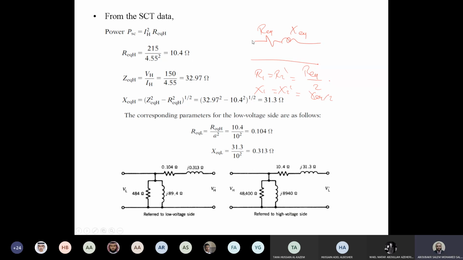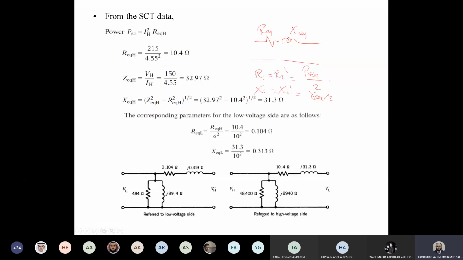We have voltage and current, so we can calculate the impedance. Impedance equals voltage divided by current, so 150 volt divided by 4.55 ampere. This is the value of Z. You have Z and R, so simply you can calculate the value of reactance. And this is now the value of reactance. So we can now use the values of resistance, R equivalent, and X equivalent here, and add them on the circuit, as shown in this figure.